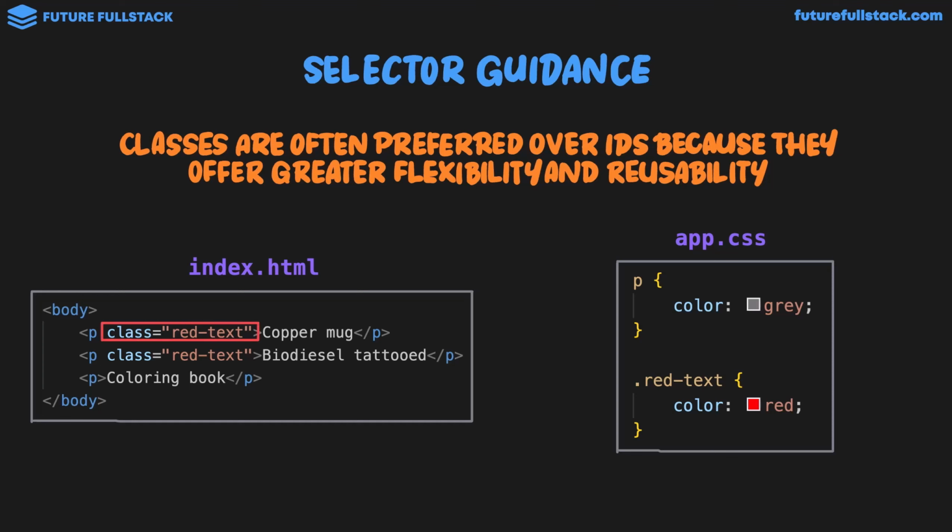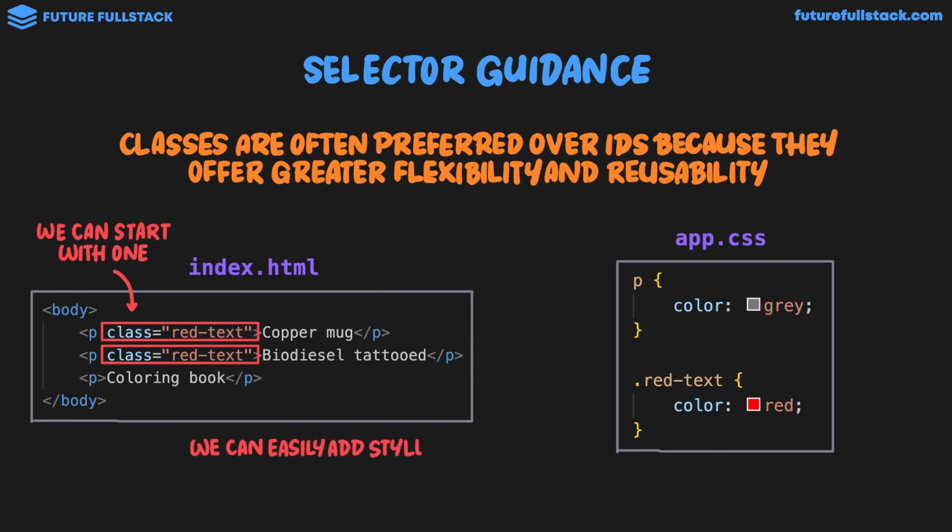Initially in the project, we may just start with one. However, as the project grows, later on we can add another class of red text. So we can easily add styles as the project scales. So because classes can be applied once or multiple times, they offer a lot more flexibility. Let's now look at the next piece of guidance.